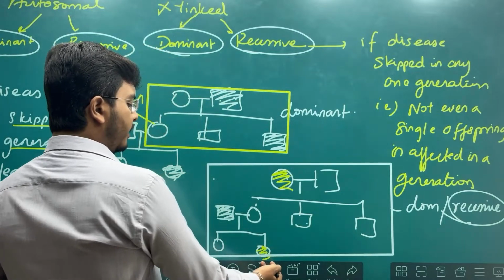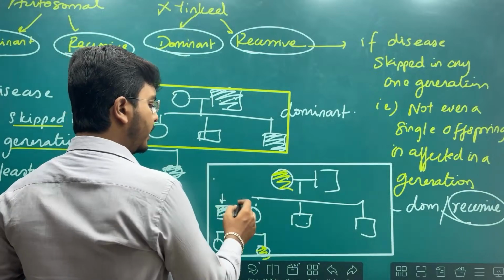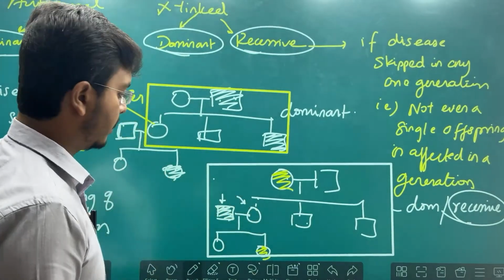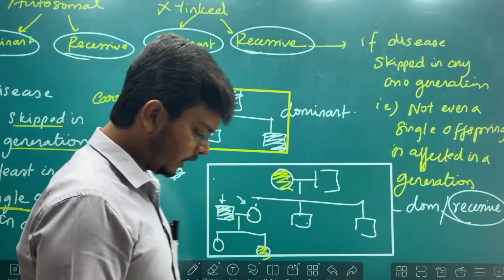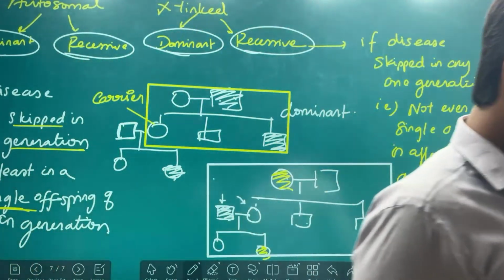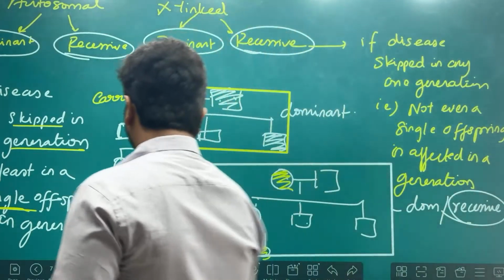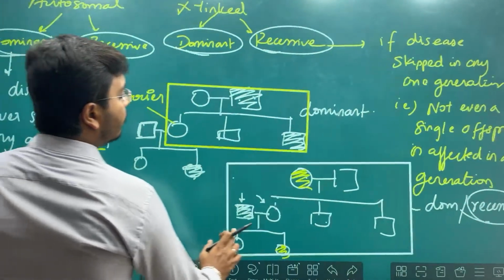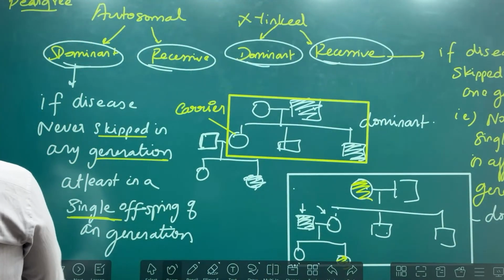But again, a next generation can show the disorder. It could be the father's disorder, or it could be the mother's disorder, whatever it is, because the mother could also be a carrier. Okay? So this is how we are going to discuss whether it is dominant or recessive. Let's do a few more questions in pedigree analysis.